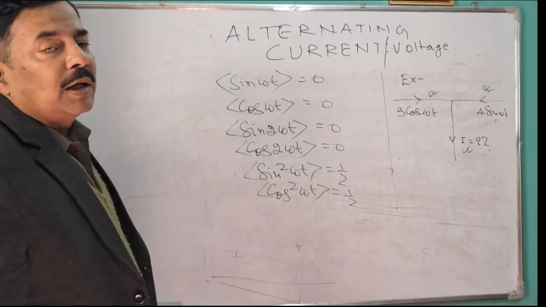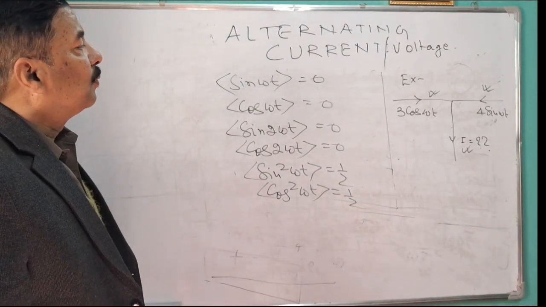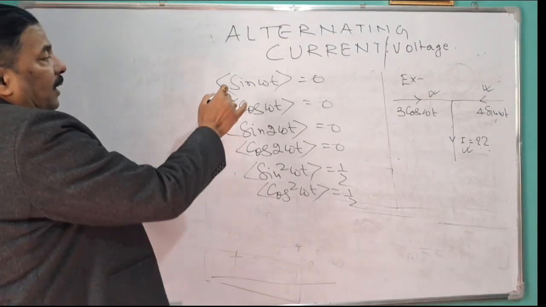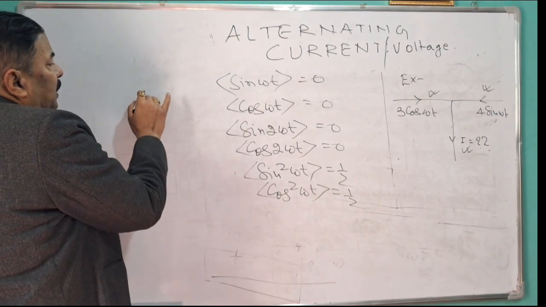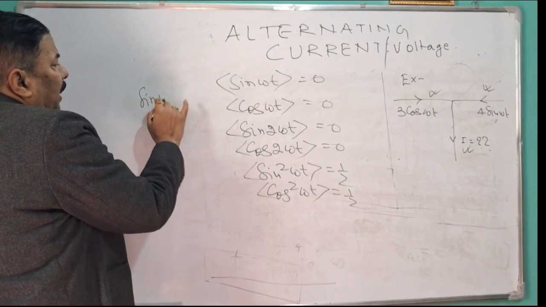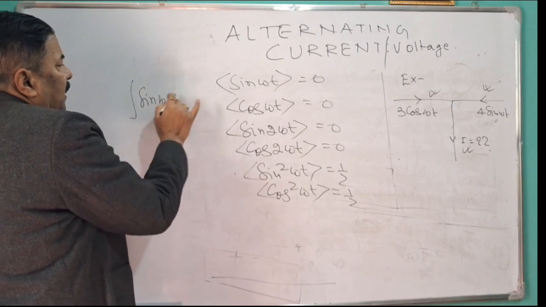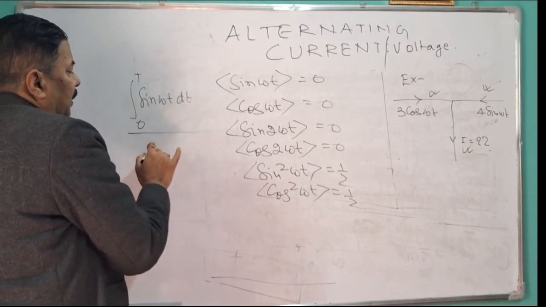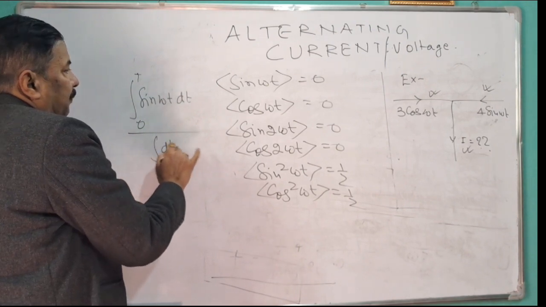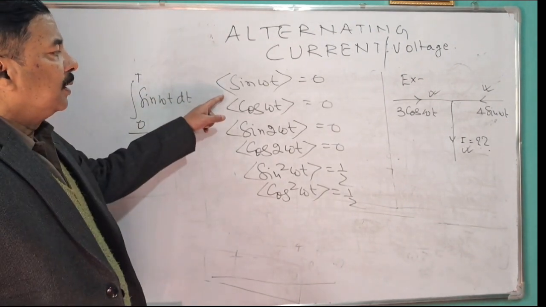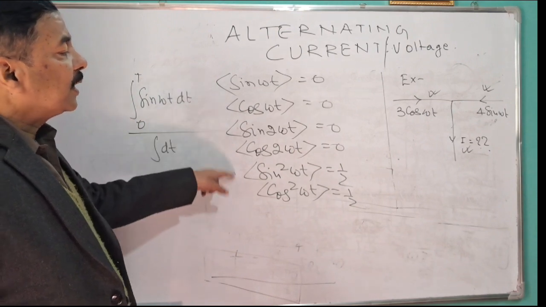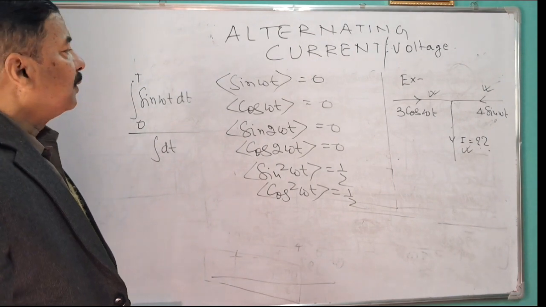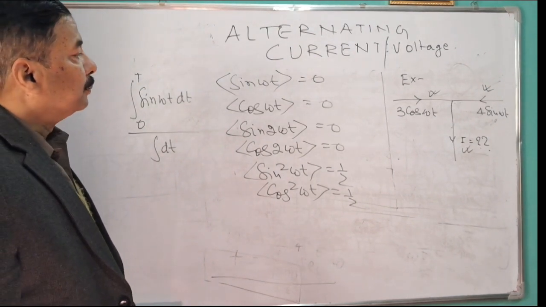Now I am giving you homework. You will try it at home by checking it in this way. What does this mean? It means the integration of sine omega t dt from 0 to T, divided by the integration of dt. This is the meaning of average. Similarly, in all the cases you will check these values, because if you remember these values, the process of solving questions will become very easy for you.